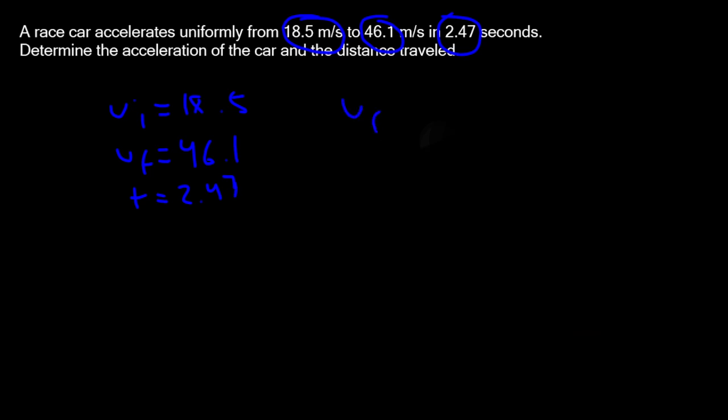So we can use the equation VF is equal to VI plus AT. Oh, sorry, we're calculating for acceleration first, so we're going to have to use a different equation for distance. VF is equal to 46.1, VI is equal to 18.5, A we don't know, and T is equal to 2.47.